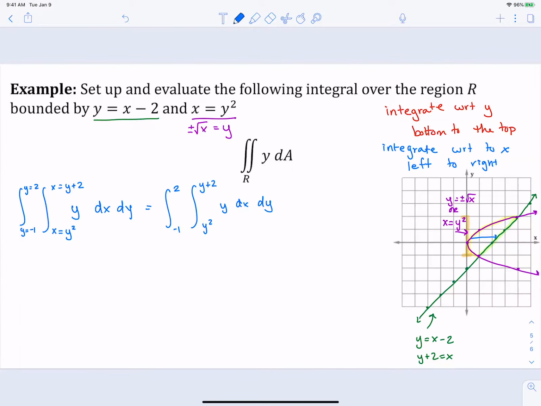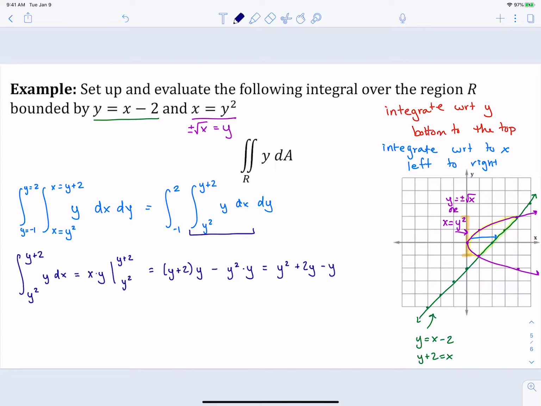So now our inside integral is from y squared to y plus 2 of y dx. So y in this case is a constant, and our integral is x times y from y squared to y plus 2. Then it's a matter of plugging those equations in for x. So we get y plus 2 times y minus y squared times y. What's that going to end up being? We get y squared plus 2y minus y cubed.